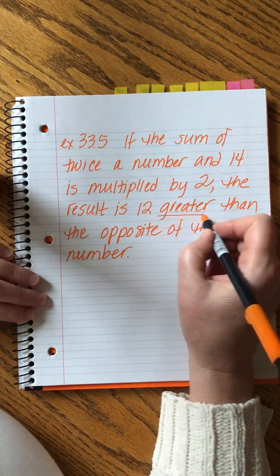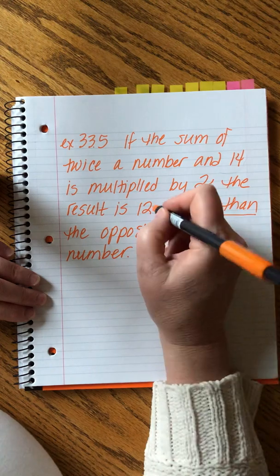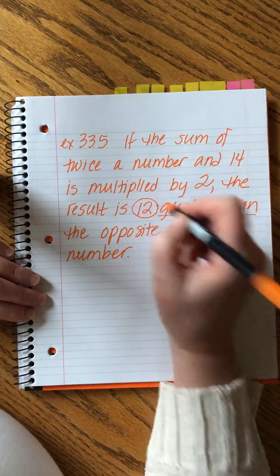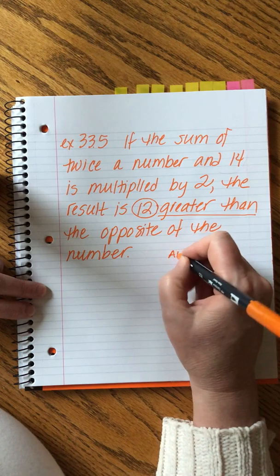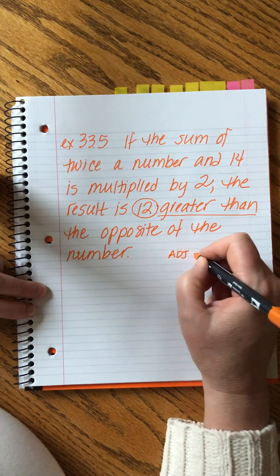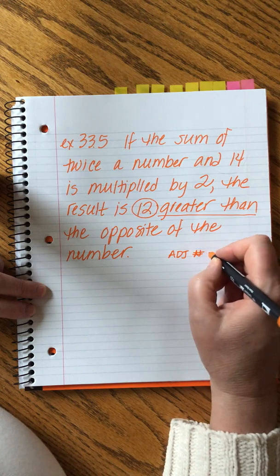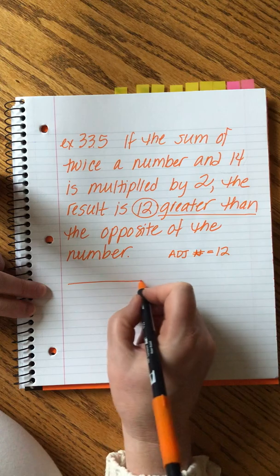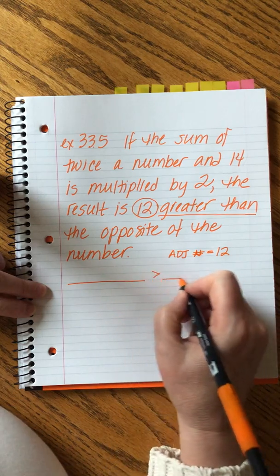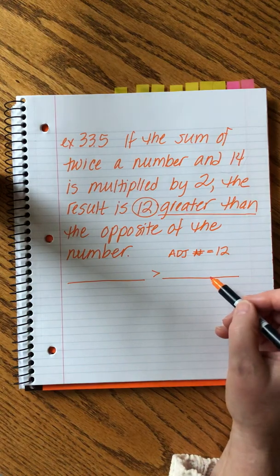First, look for the inequality words, greater than or less than. Underline them, circle the number that comes before them. On your paper, write down adjusting. You can do that, you know how hashtag means number. Write adjusting number equals 12, and then write this. Something is greater than something else, okay? So you can do just this much.